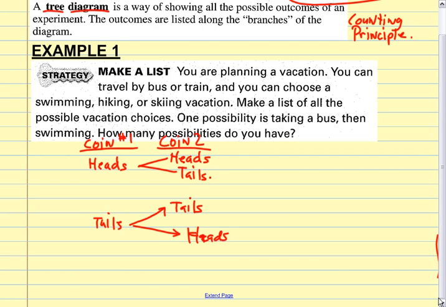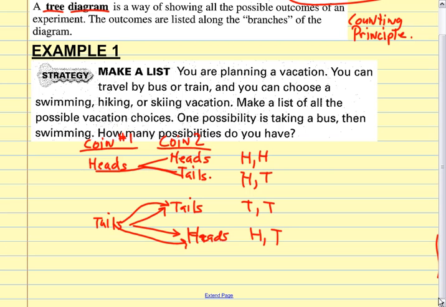So Hayes, I could get heads, heads, right? That's the first one here. I could get heads, tails. I could get tails, then tails. Or I could get tails, then heads. There are 4 different ways this thing could land. What are the chances that I'm going to get 2 tails? What's the probability that I'm going to get 2 tails?